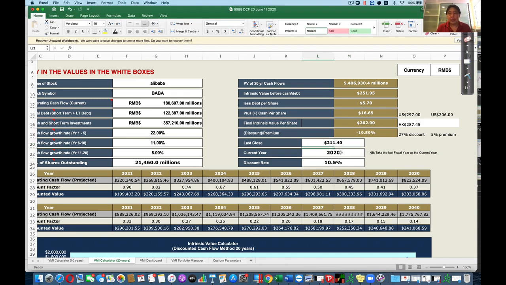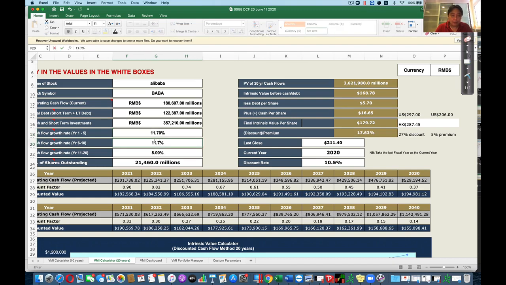Which again is roughly about 27% discount to the intrinsic value. So the discount that you get on the US market is similar to the discount you get on the Hong Kong market. Could be a slight difference, but more or less it's about the same, right? Now again, this is based on our 22% growth rate.